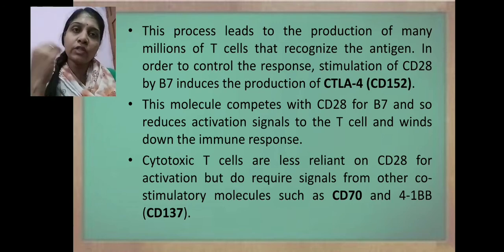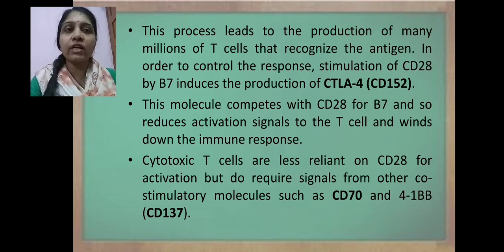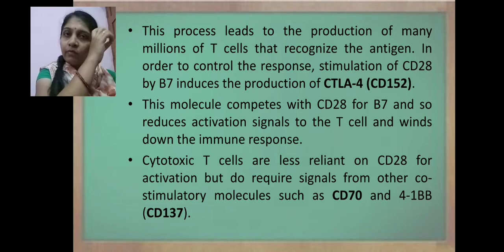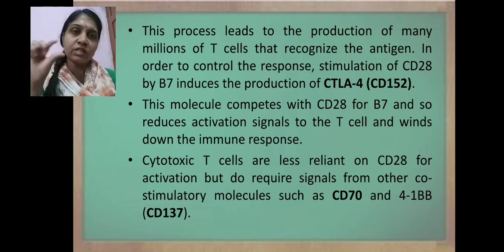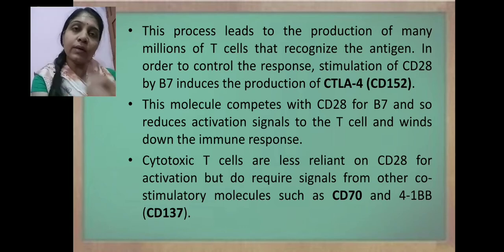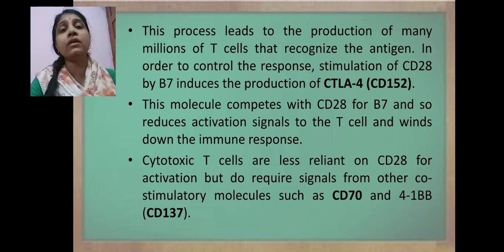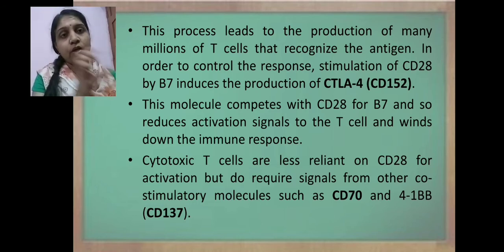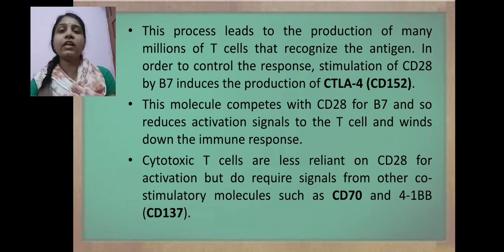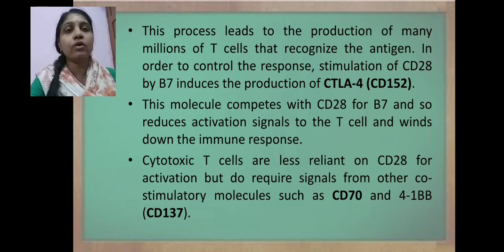Now, within the proliferation of the T lymphocytic cells, whenever this recognition or activation is carried out, there is also stimulation. When this B7 molecule interacts with the CD28 marker on the T cell receptor, it also induces the production of CTLA4 or CD152. Now, this production of CTLA4 is essential for the down regulation of the immune responses.